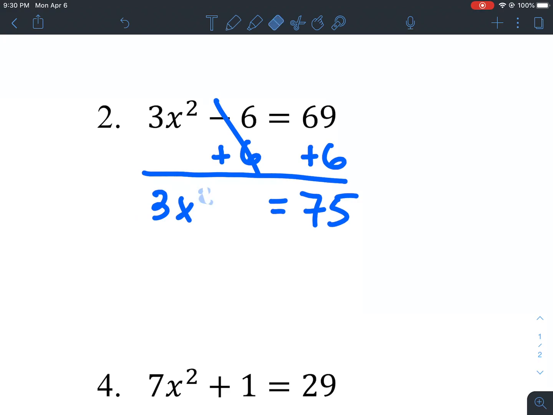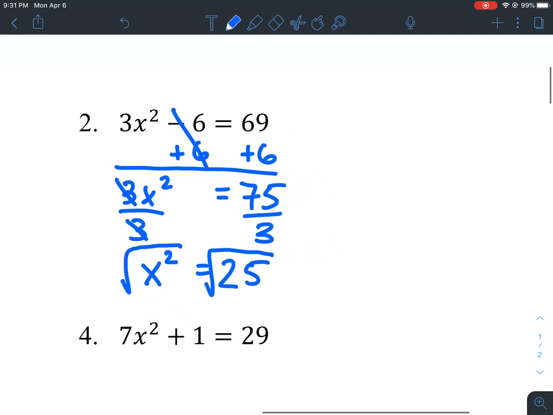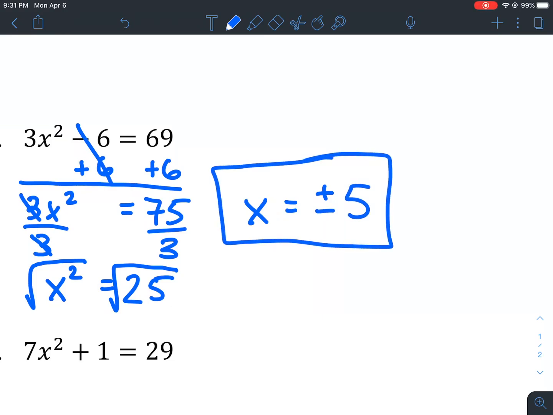At this point, we're going to just pretend if that squared wasn't there. If this was just 3x equals 75, we would divide both sides by 3. Now that squared really is there, but it's okay. It's not going to change how we solve. Divide both sides by 3 to get the x squared by itself. 75 divided by 3 is 25. And now x squared equals 25. We take that square root once we get x squared by itself. The square root of 25, x equals plus or minus 5.